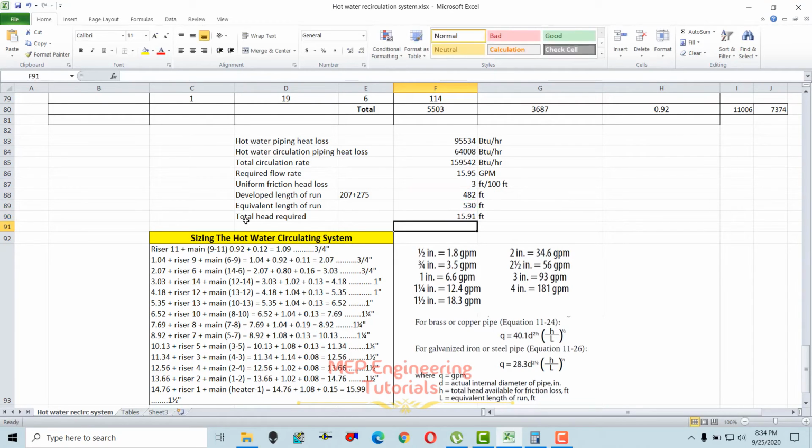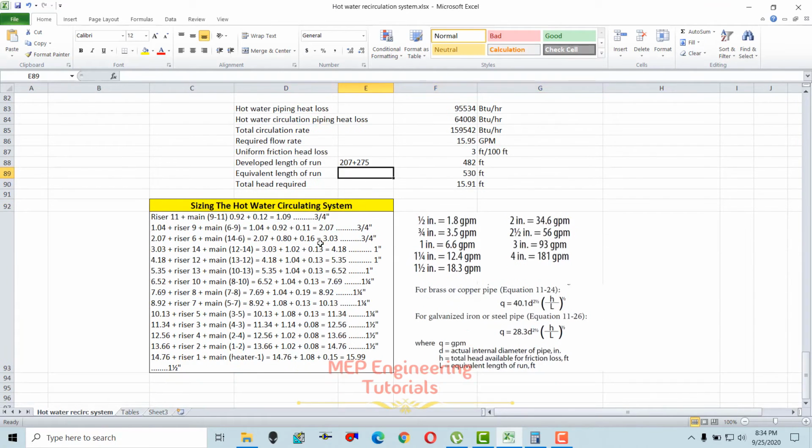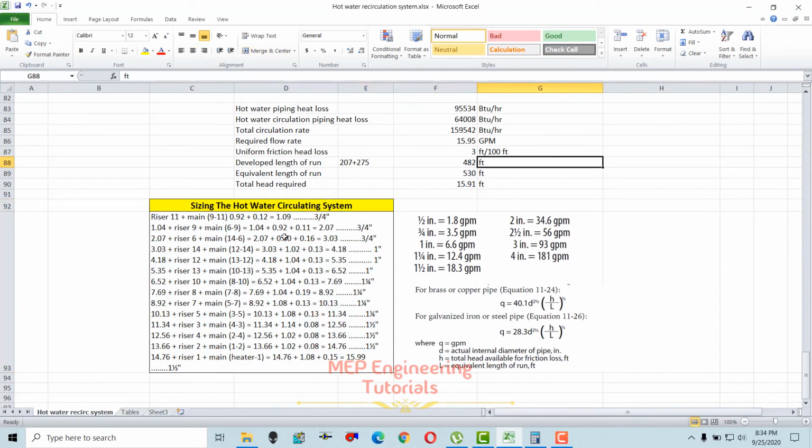So the head required for the recirculation system is 15.91 feet. That means 16 feet of head is required for the recirculation system. And the GPM we already calculated, that is 16 GPM. So now the last thing which we have to do here is size the hot water recirculation system. This is very important.